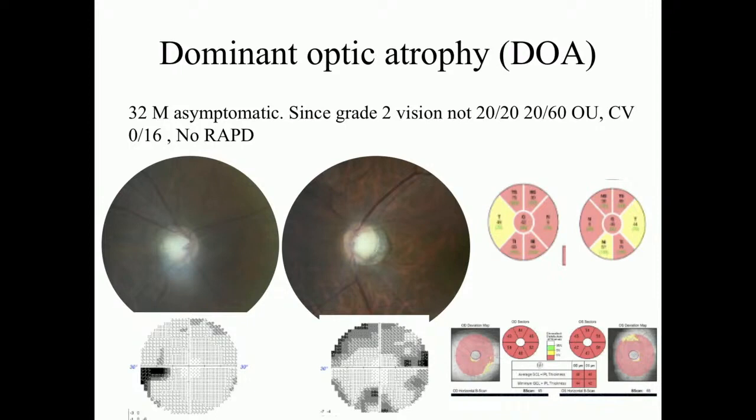Now, usually they come with central or cecocentral scotomas. So these nonspecific field deficits may indicate that this patient maybe has glaucoma on top of the DOA. So this patient has to be followed for a progressive visual defect because DOA should not progress.